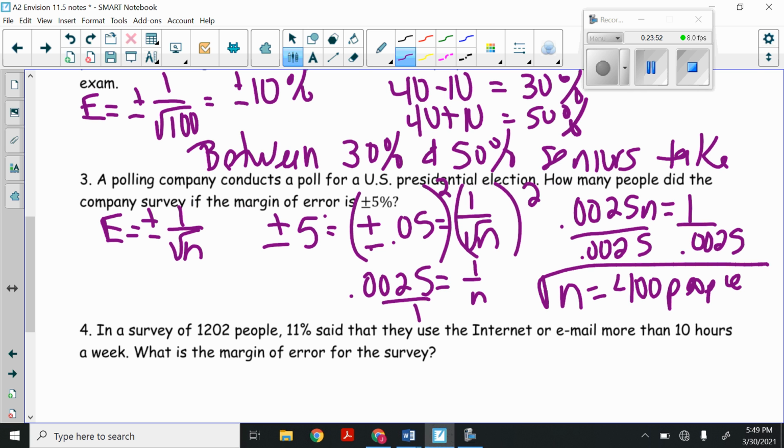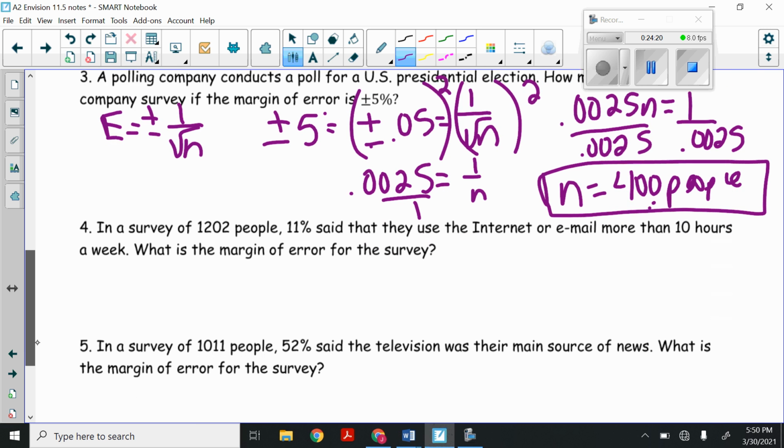When we were talking about all of our samples and populations, we would look at, is this a good sample? They're conducting a poll for U.S. presidential elections. They surveyed 400 people. Everyone in the United States 18 and over can vote for the president. 400 people is not a great sample, so that would not be a very reliable survey.